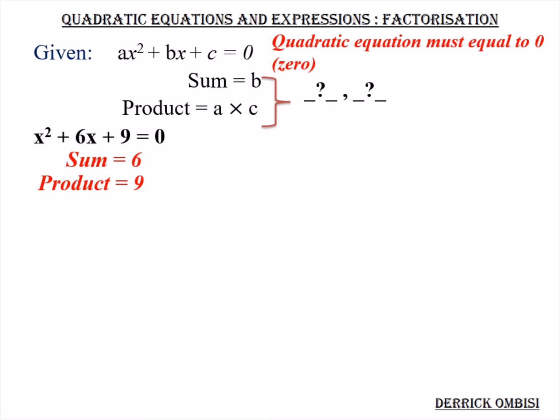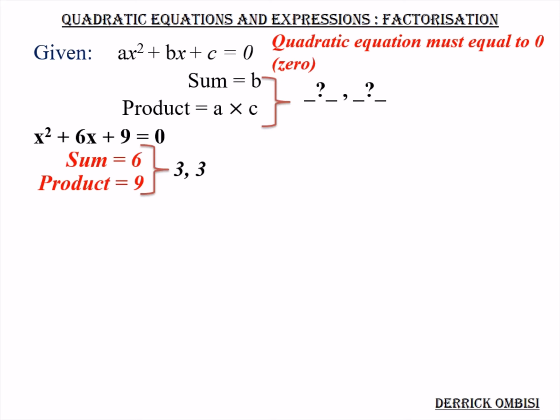So we need to find two values that if you add, you get 6, and if you multiply, you'll get 9. And these values are 3 and 3. If you take 3 plus 3, you get 6. If you take 3 multiplied by 3, you will get 9. Now, we have to rewrite the value of 6x in the form of 3 and 3.